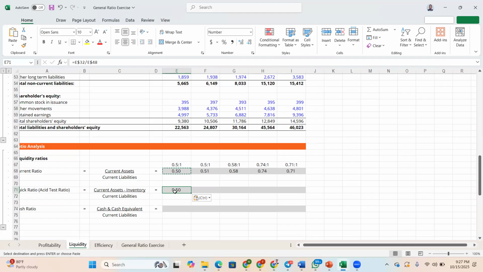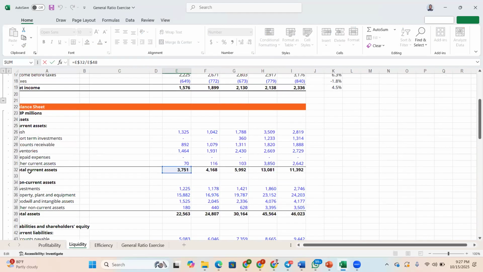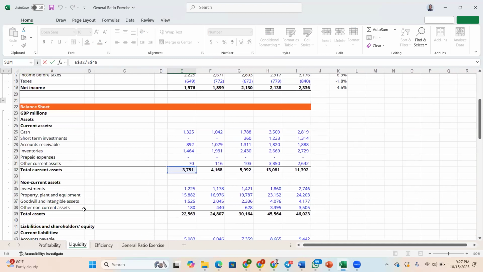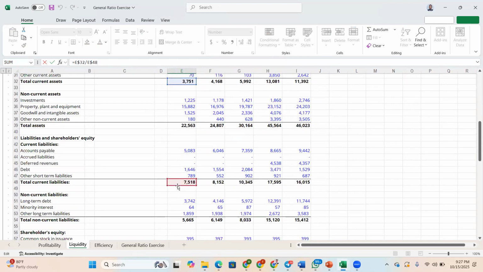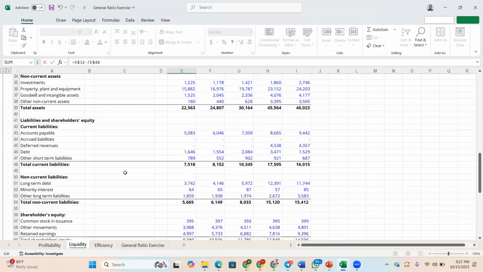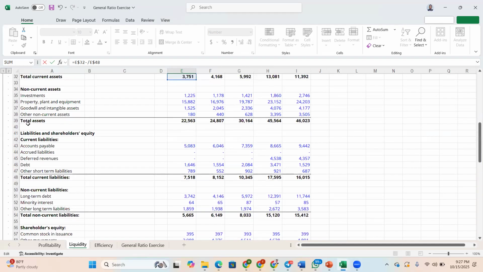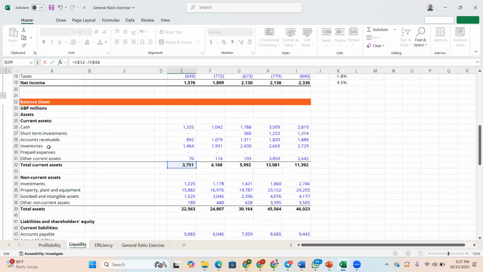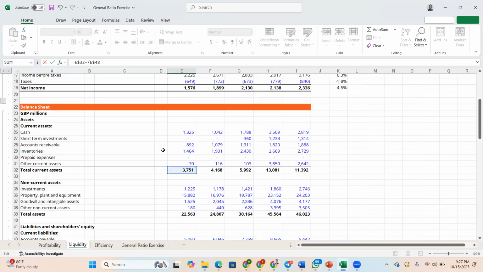Now if you copy this and paste here, the figure will change. Now let's check. It's still telling us current assets over current liabilities. But now the formula has changed. We are deducting inventory. Where is our inventory? Inventory is under current assets, which is this.